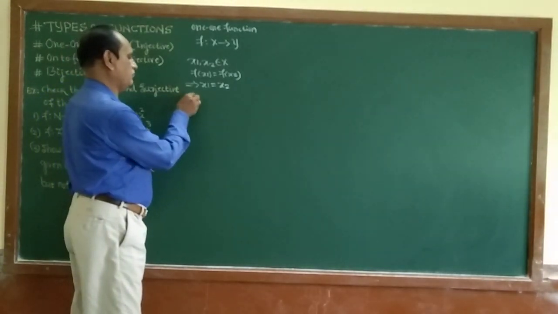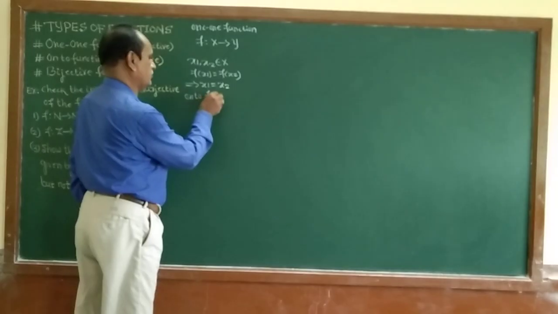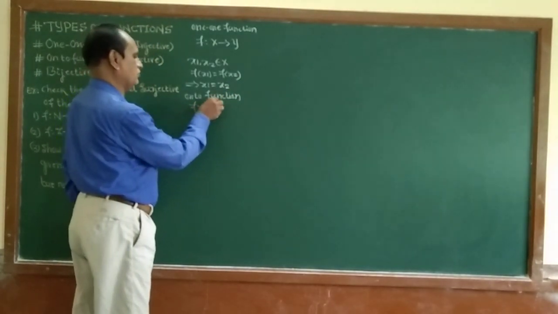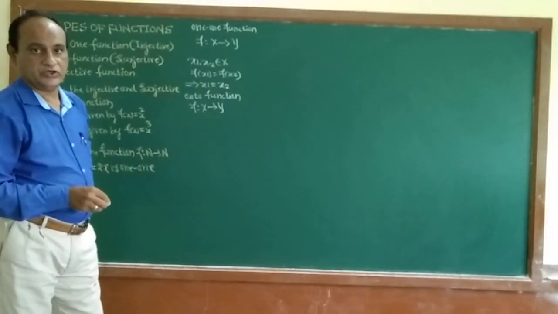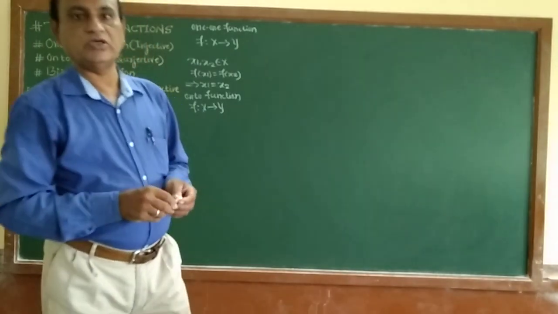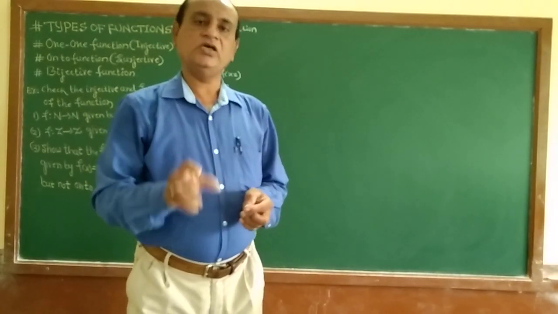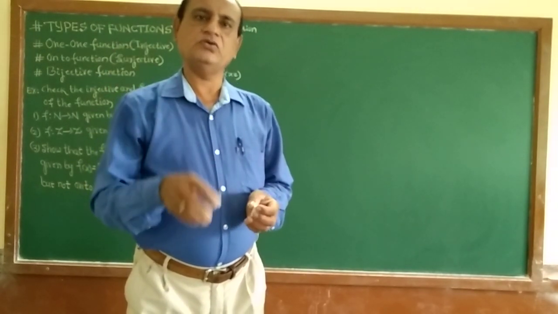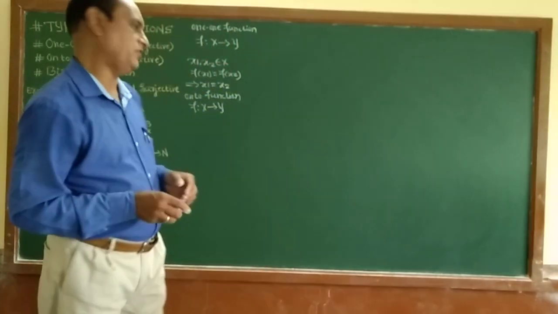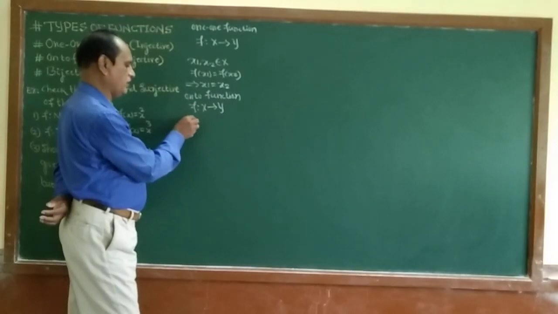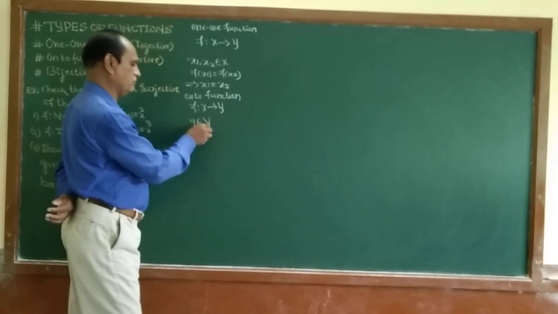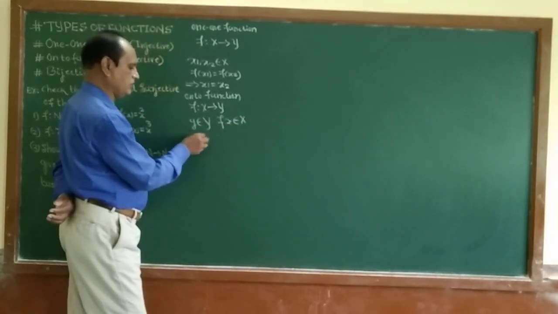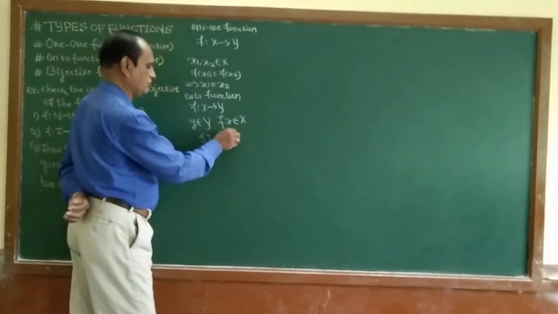Then come to the definition of onto function. On the same line, a function f mapping X to Y is said to be onto function if every element of Y has a preimage. It means that for every y belonging to Y, there exists an element x belonging to X such that f of x is equal to y.